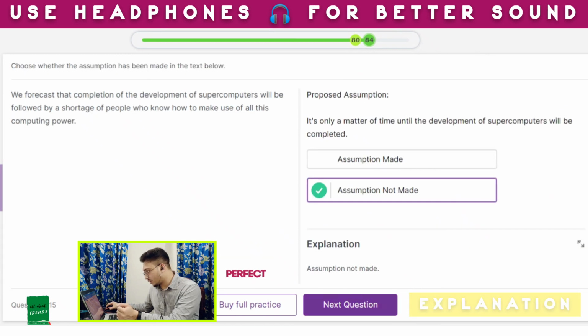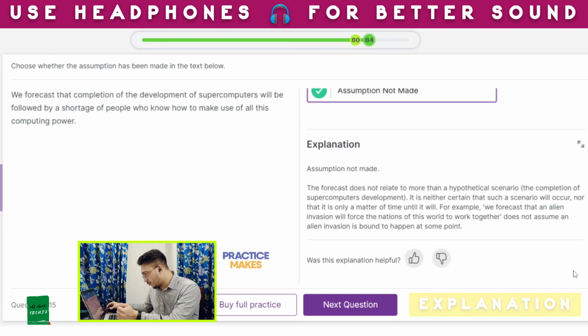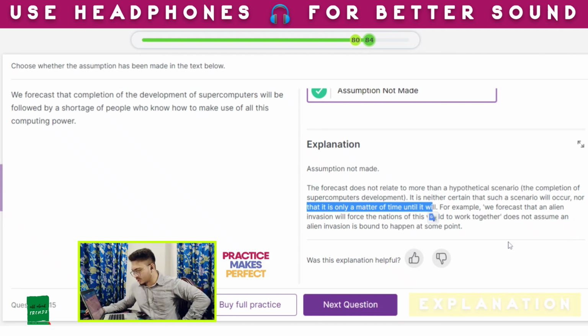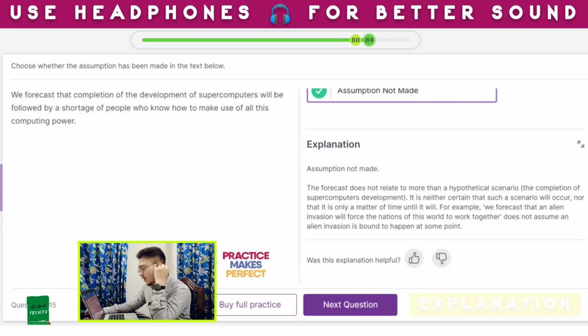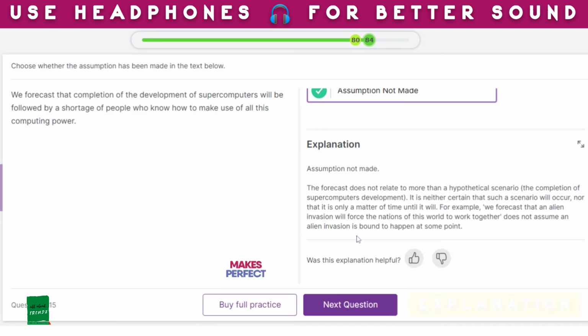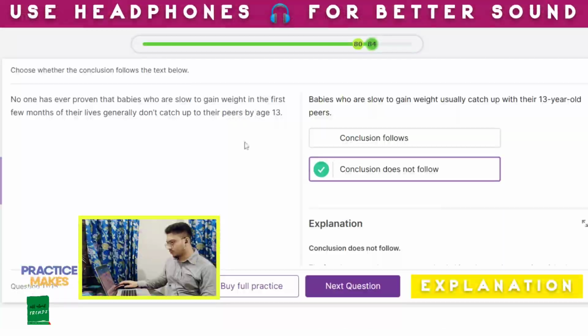So the last question probably is that we forecast... the reason that assumption was not made, if we look into the explanation, is that the forecast does not relate to more than a hypothetical scenario. The completion of supercomputer development: it is neither certain that such a scenario will occur, nor that it is only a matter of time until it will. For example, if we forecast that an alien invasion will force the nations of the world to work together, it doesn't assume an alien invasion is bound to happen at some point.